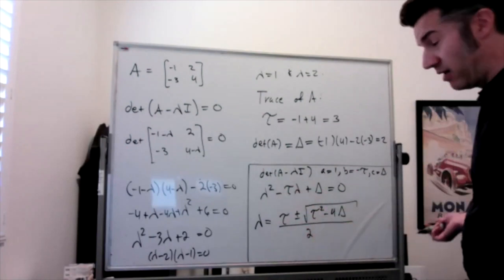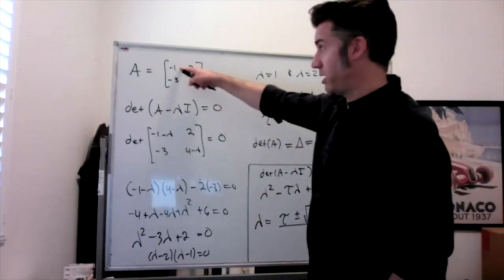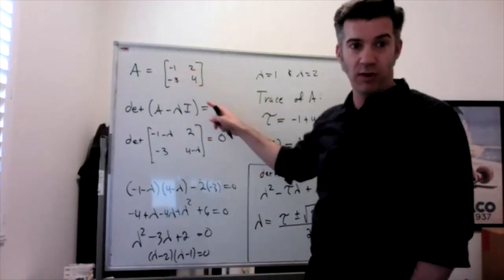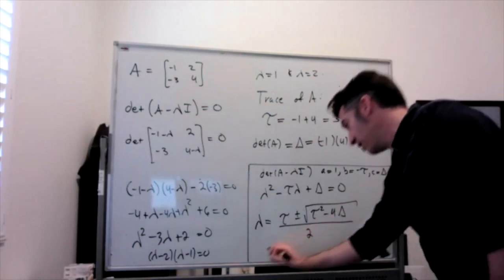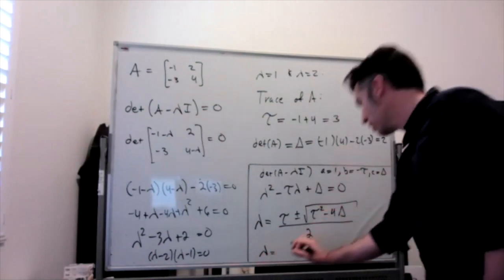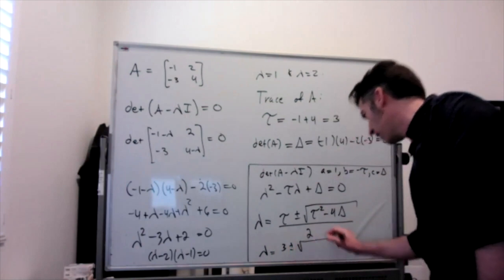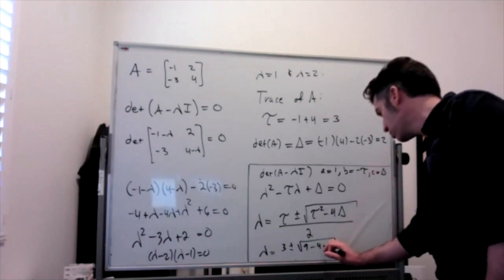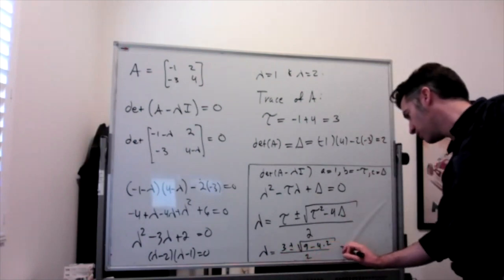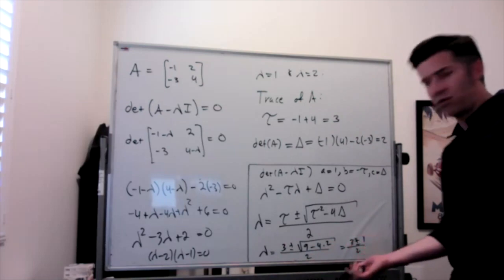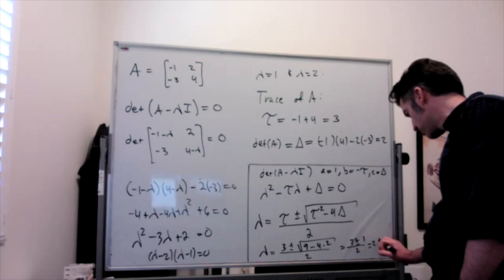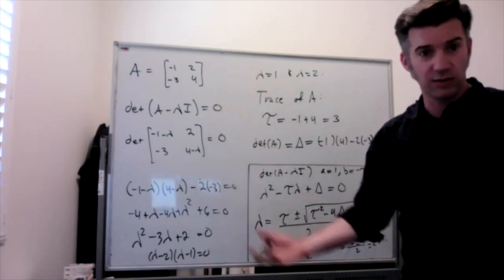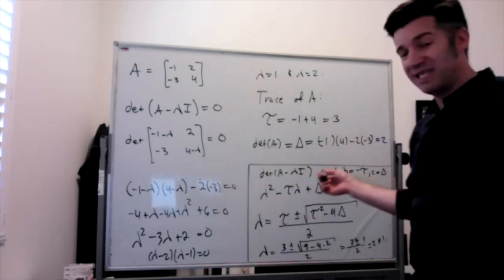So if you're trying to find the eigenvalues of a 2 by 2 matrix, the trace here is 3, -1 plus 4. The determinant is product minus product, which is 2. And then the eigenvalues are just 3 plus or minus the square root of 3 squared minus 4 times 2, all over 2, which in this case is 3 plus or minus 1 over 2, which of course is 2 and 1. You don't have to do it this way. You can totally do the determinant of A minus lambda I, set it equal to 0, and write the whole thing out. But this is actually, I think, easier.